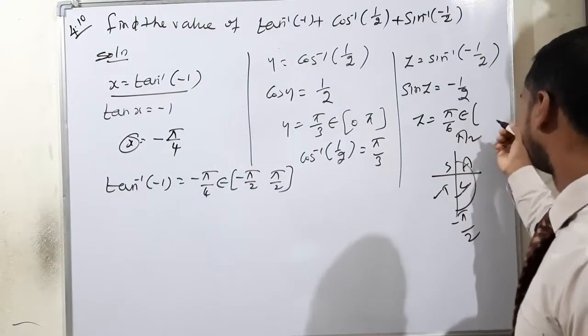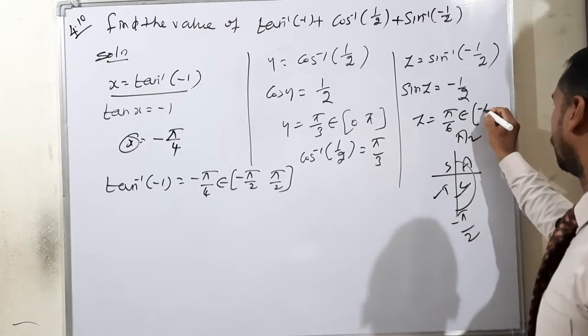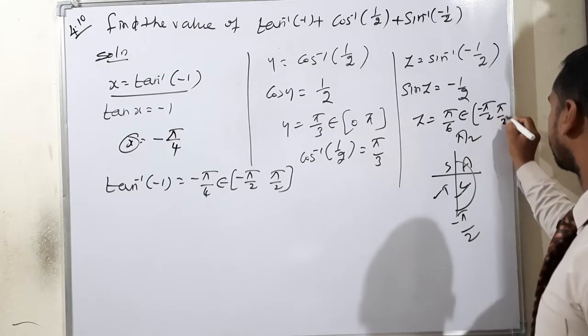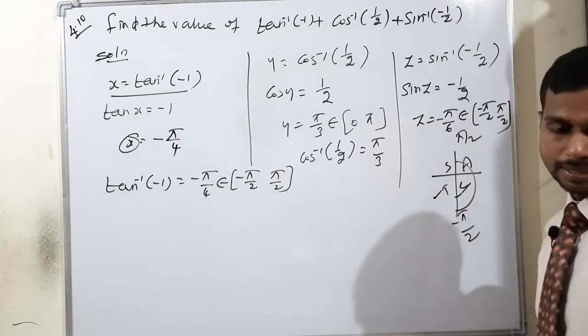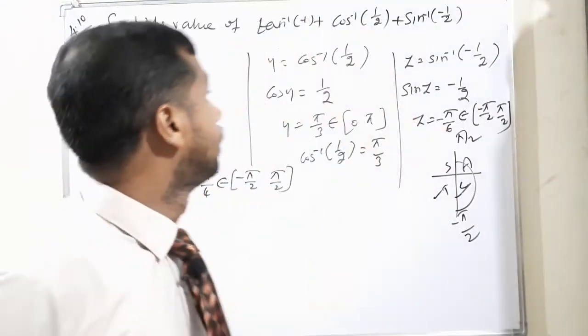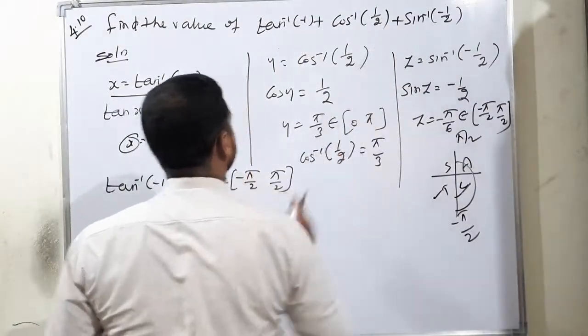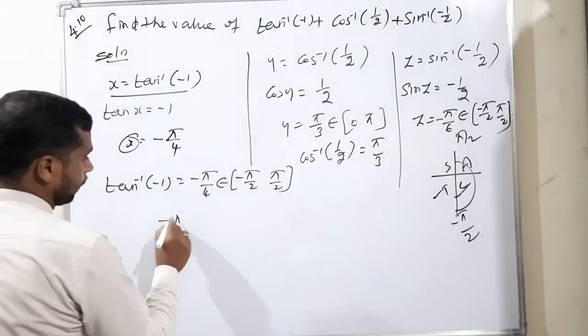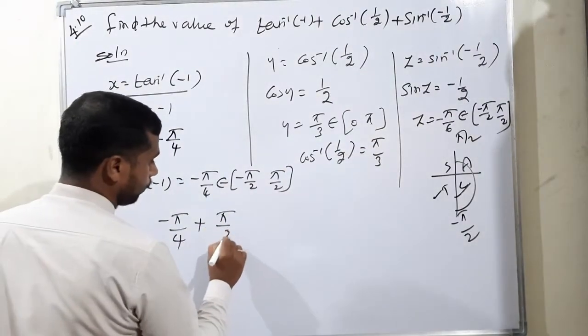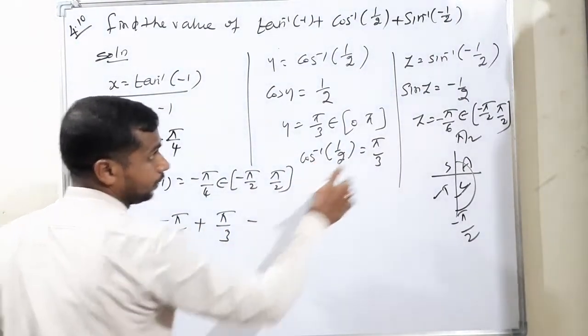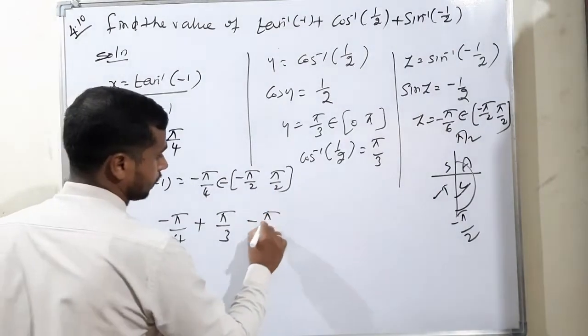It belongs to negative pi by 2 to positive pi by 2, but since it is in the fourth quadrant, we write minus pi by 6. So each and every term is added, isn't it? X is negative pi by 4, plus y, which is pi by 3, then z, which is minus pi by 6.